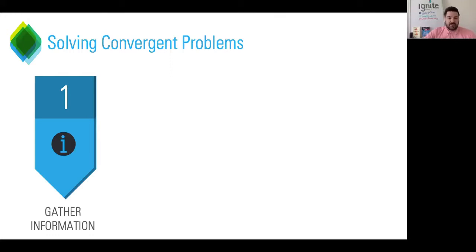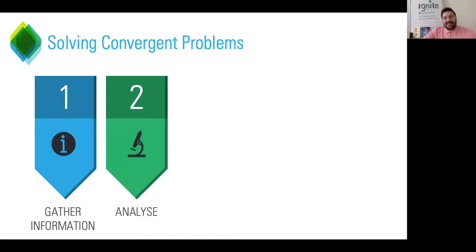So when we're doing convergent problems, we need to gather all the information together. Then we need to analyze that information. So this is where we need to make sure, is the information that we've gathered relevant to our problem? Because we might be able to find lots of different pieces of information, but do we need to use it or not? Can we segment some of that information and use it at a later time?